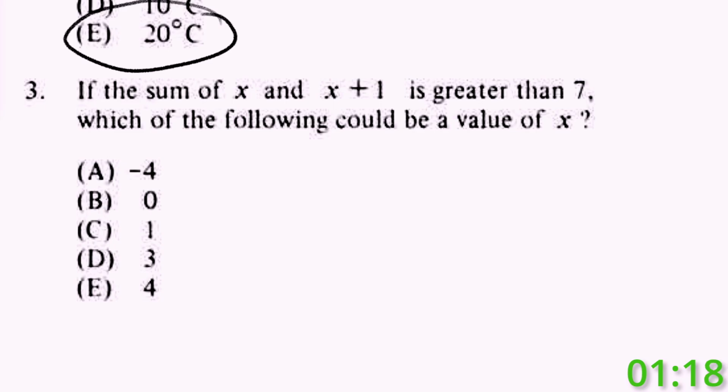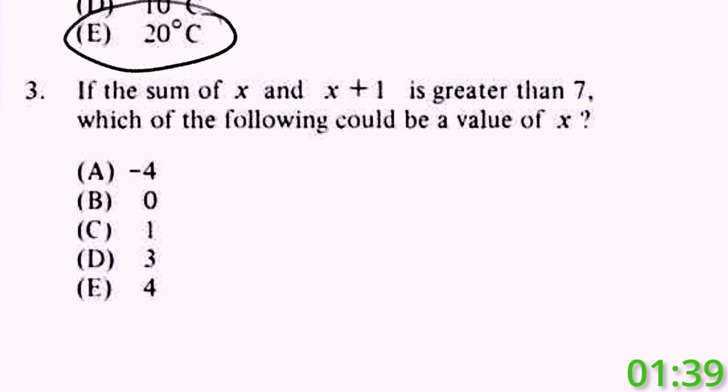If the sum of x and x plus 1 is greater than 7, which of the following can be the value of x? Now, you can do this, I guess, with algebra: x plus x plus 1 greater than 7, solve for x. Or you can just look at the problem. They're giving you 5 possibilities for x, and only one of them is going to work.